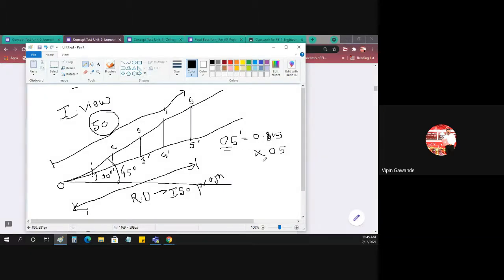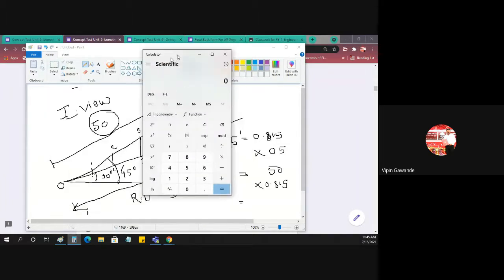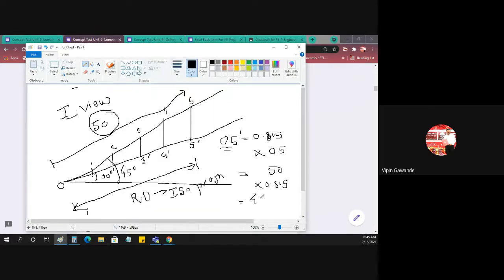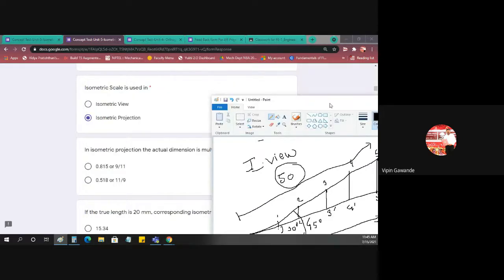So this dimension gets reduced. What is the value of O5? O5 is 50. So 50 multiplied by 0.815 comes out to be 40.75. So the dimensions get reduced here. 40.75 is the reduced dimension, O5 dash, and it is used in isometric projection problems.